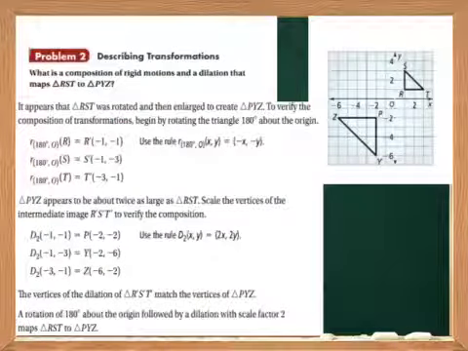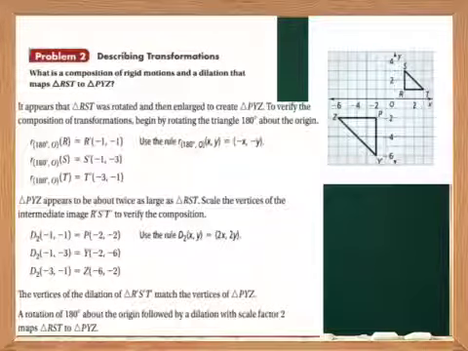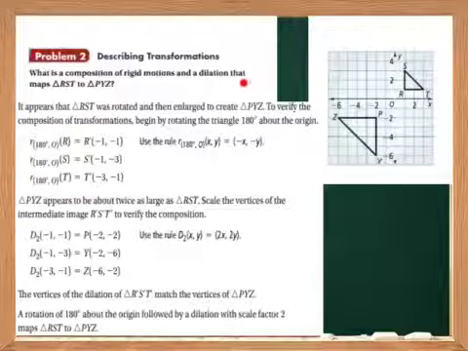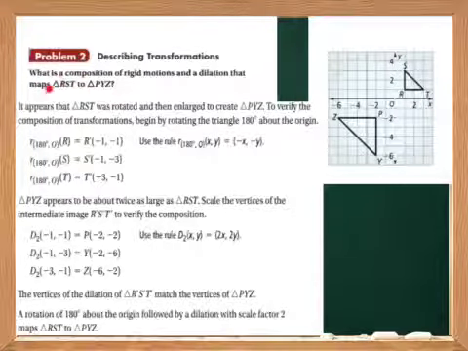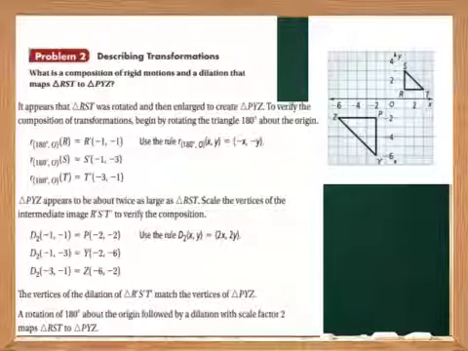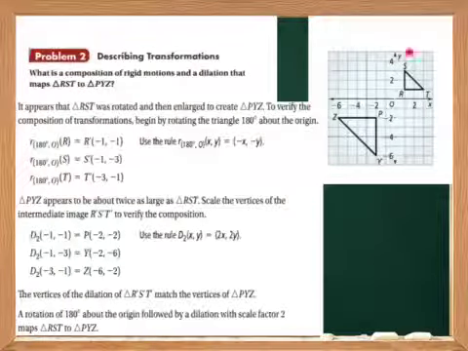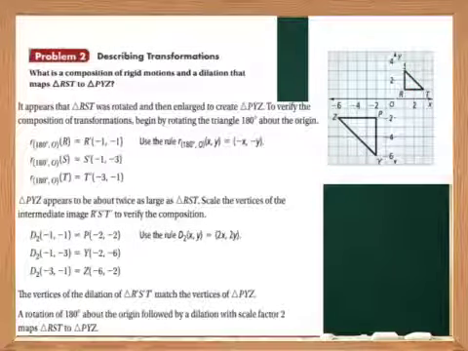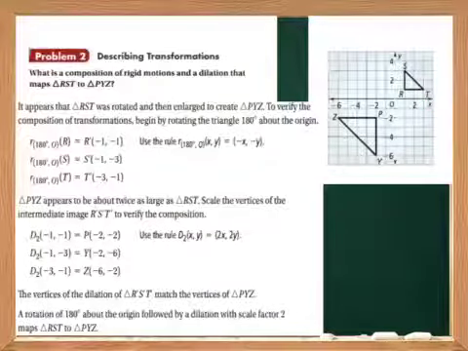Describing transformations. Again, make sure you have the coordinate plane so we can plot these points as we go. What is a composition of rigid motions and a dilation that maps triangle RST to triangle PYZ? So we want to start off with triangle RST and plot these points on your coordinate plane. So we have 1, 1 is R, 1, 3 is S, and 3, 1 is T.